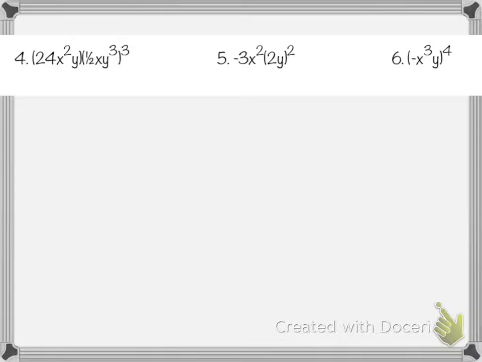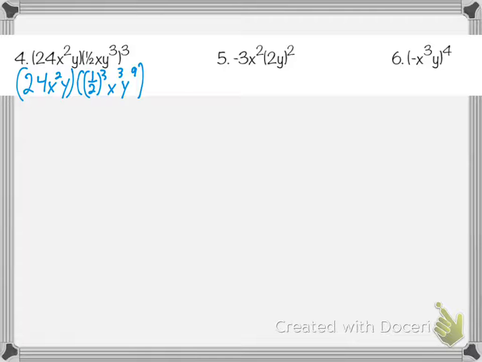X squared. Can we do anything with this exponent of 2? Nope. Y cubed. Can we do anything with this exponent of 3? No, but can we do anything with this exponent of 3 on the outside? Yes. So that's our first step. Make sure we only do it to the second parenthesis, not the first parenthesis. So the first parenthesis will stay the same: 24x squared y. And the second parenthesis, what is 1/2 being raised to now? 3. Need to be very careful with that one, guys. X is being raised to the 3rd, and y is being raised to the 9th.